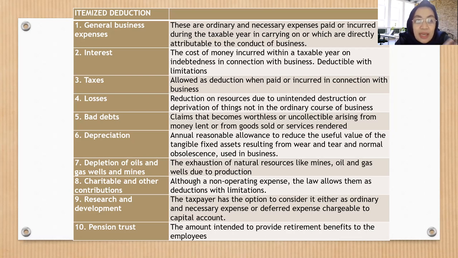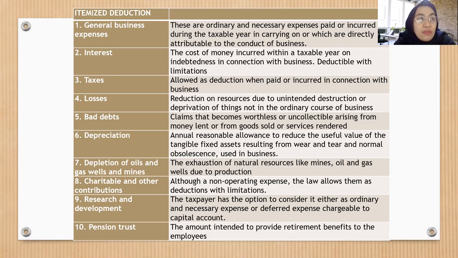Charitable and other contributions. So aside from the general business expenses, when you make a contribution to certain NGOs or even to the government, the purpose is for charity. Although this is a non-operating expense, the tax law allows them as a deduction. Of course, this has a certain limitation. So for example, if you make a contribution in favor of the government or government agencies or political subdivisions that are intended for priority projects such as in health, culture, sports, youth development, social economic developments, these will allow you to deduct the contributions in full.